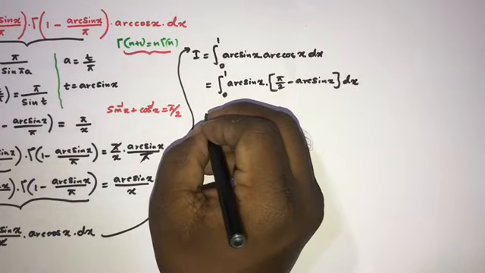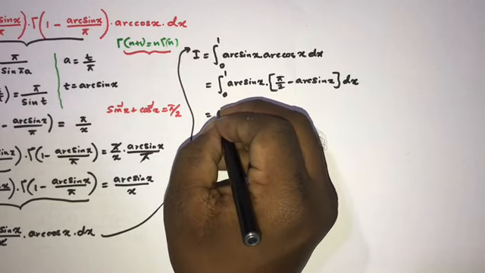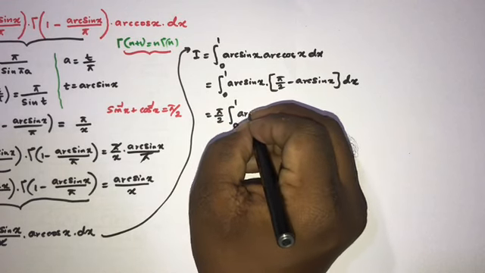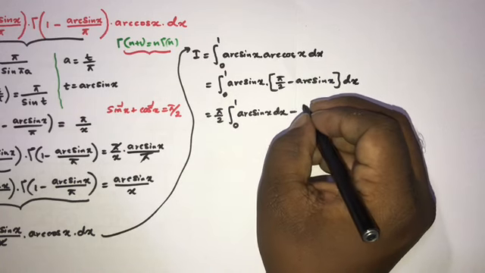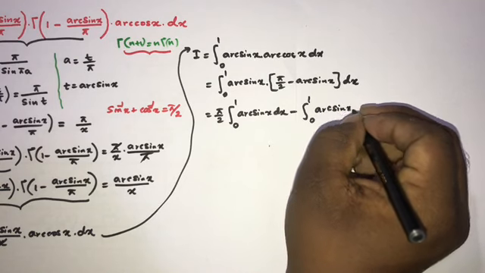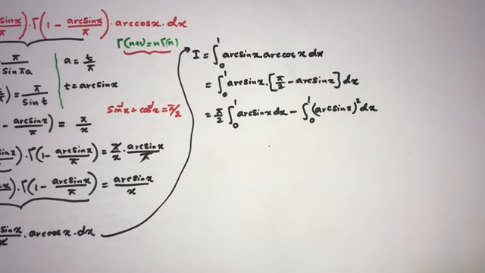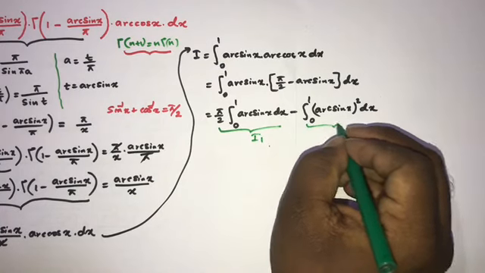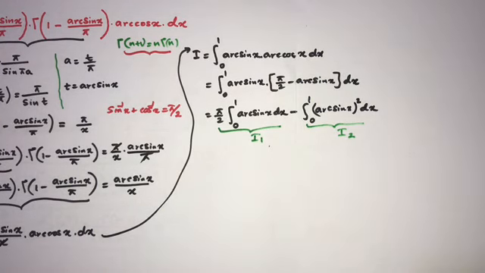dx. Now we can simplify by multiplying. So here we have pi over 2 times the integral from 0 to 1 of arc sine of x dx, minus the integral from 0 to 1 of arc sine of x squared dx. Then I am going to call the first integral I1 and the second integral I2. Now I am going to evaluate I1.